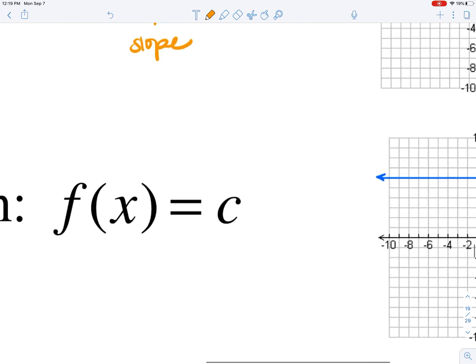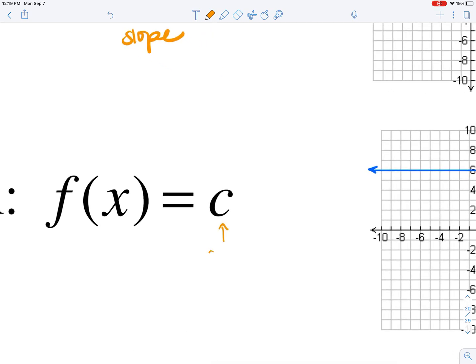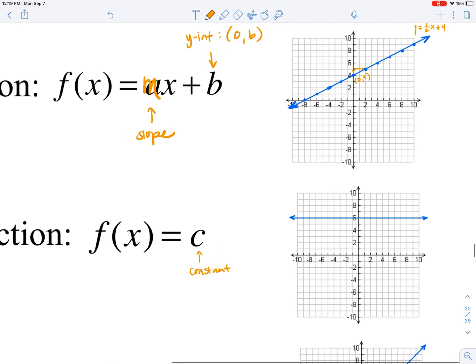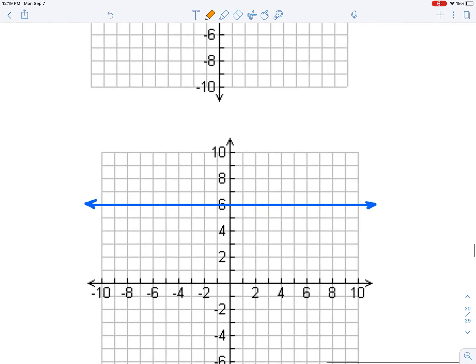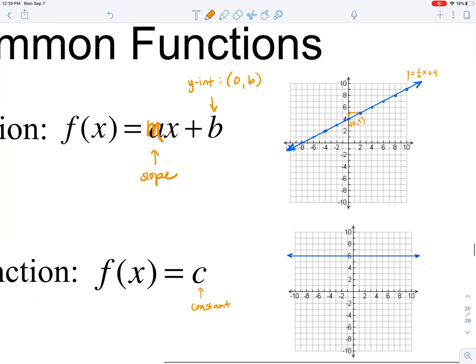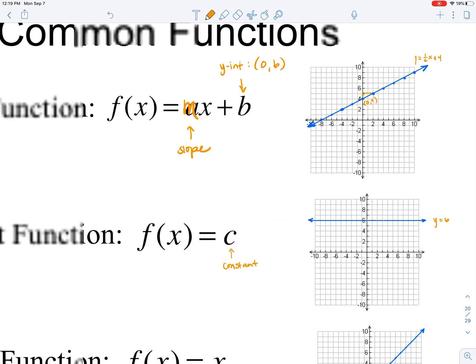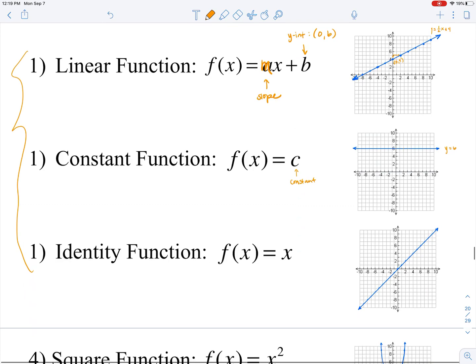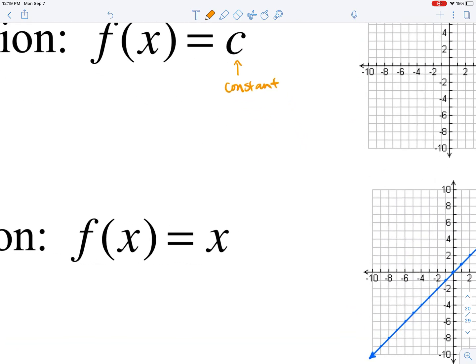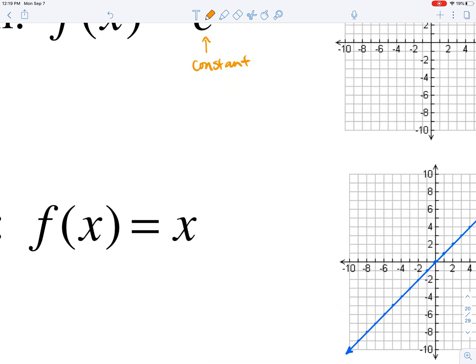And then the constant function, f of x equals c, where c is a constant, so just a real number. The example graph that I have here would be f of x equals 6, or y equals 6. It's a horizontal line. Each point on the graph that I have drawn has a y-coordinate equal to 6, so y is constant. Also a line. And then the identity function.